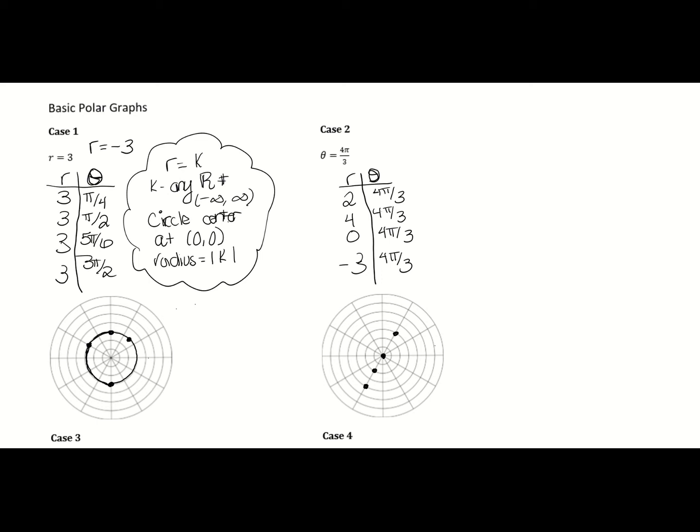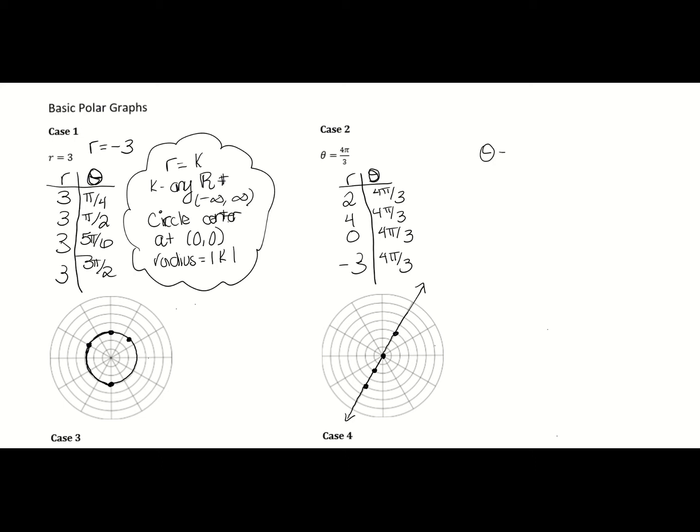So r can be any real number, right? It can even be a decimal. It could be 1.5, 2.7. When you take all of those radii and the negative versions of them, what ends up happening is you get a straight line going through the origin at the angle that you are looking at, and also at the angle straight across from it. So here it is. Let's generalize that.